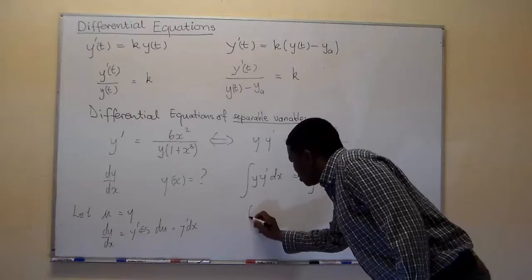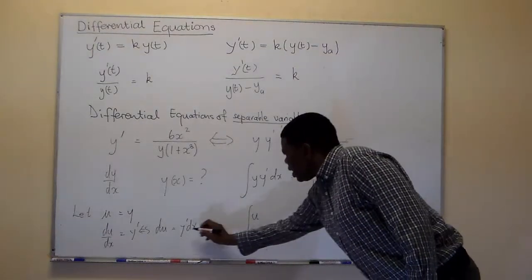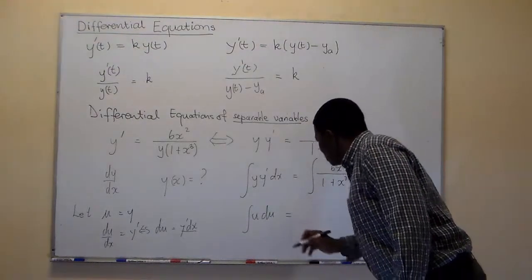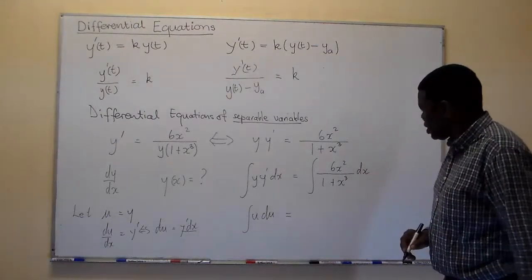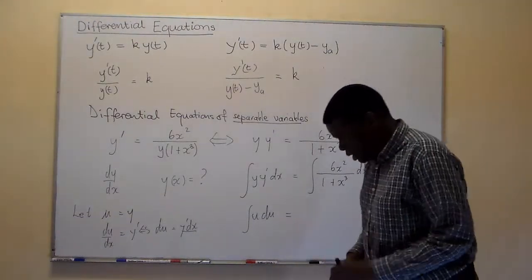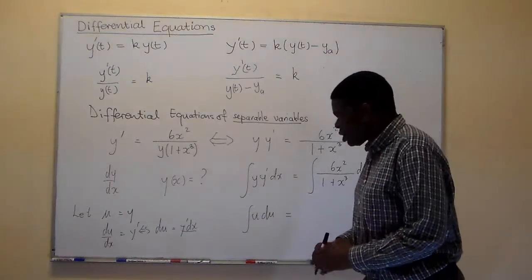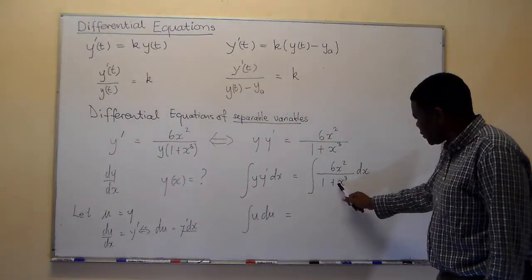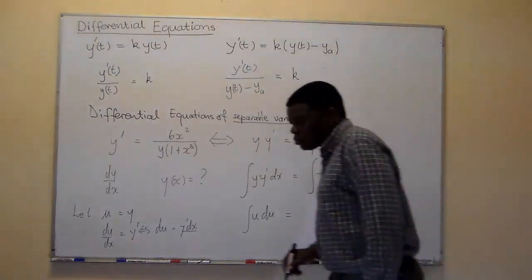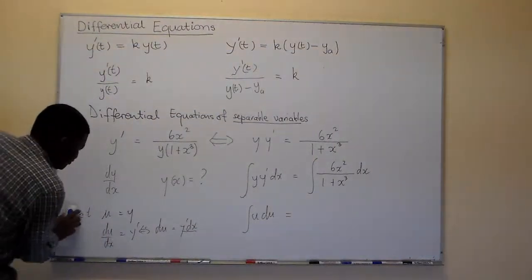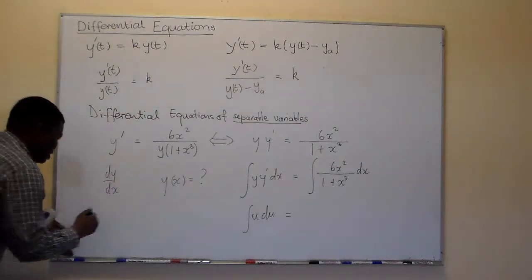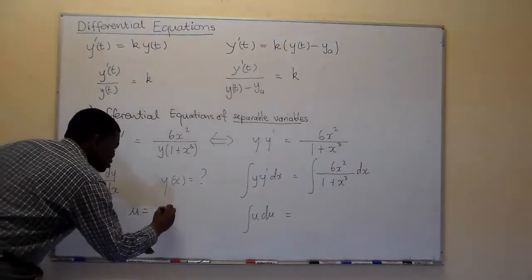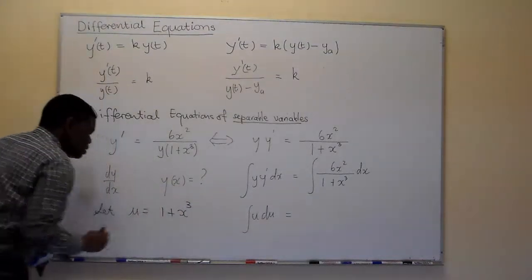So this side we're going to write u, and y prime dx is our du, going to have that as du there, equals to, on the right hand side we can do method of substitution similarly by declaring 1 plus x cubed to be our du. Then we write let u be equals to 1 plus x cubed.